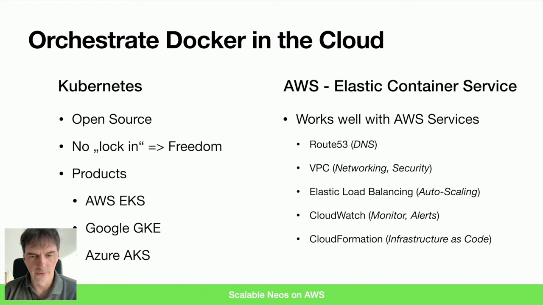For example, it works very well with Route 53, which is the DNS service. With VPC, the networking layer of AWS, for networking, security, VPNs, and stuff like that. It works very well with the Elastic Load Balancing and the Application Load Balancing tool set of AWS, so the auto-scaling works out of the box with that. It works very well with CloudWatch, which is the monitoring and the metrics gathering and displaying of graphs in the AWS world. And we can use CloudFormation to orchestrate everything and to basically prepare our whole infrastructure as code. CloudFormation is a language where you describe your AWS infrastructure as YAML files.